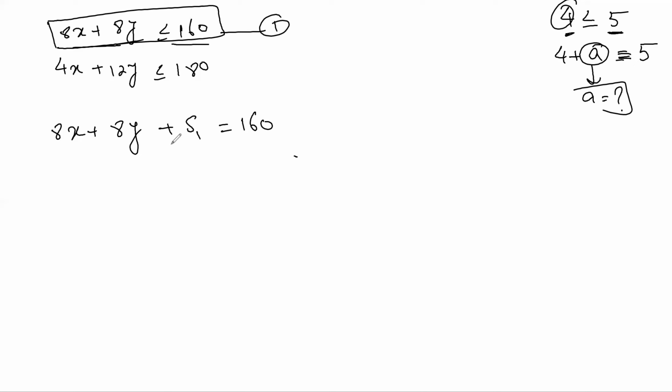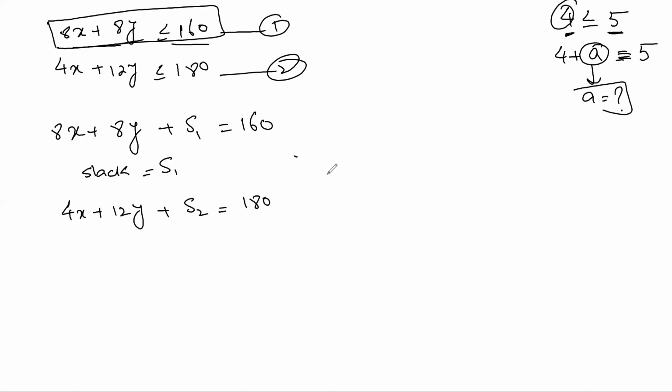So I need to add something. I said it is a slack variable, slack 1, s1. We call it slack variable. We add slack variable s1 so that now they are equal. Likewise, this second equation, 4x plus 12y plus s2, now they are equal. Understand? So I add some variable to make them equal.